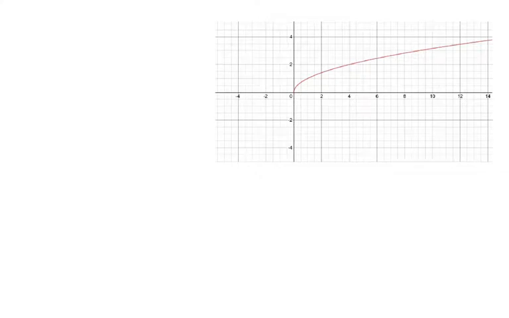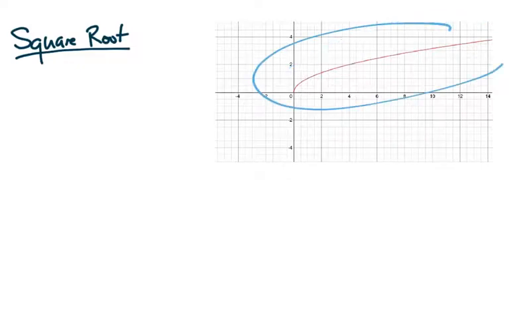Let's move on to the next parent function. This is the square root function. Now, you might know that squares and square roots are inverses of each other. They undo each other. And that can be seen here graphically, because this happens to be half a parabola on its side. And I'll get into why it's just half in a second.